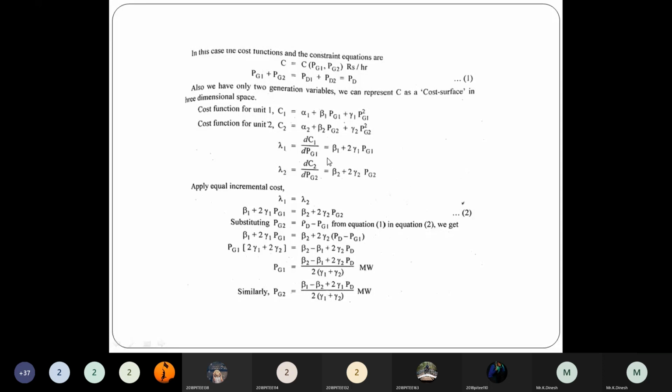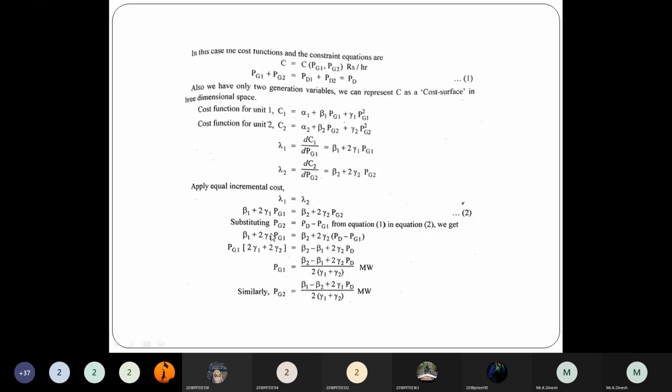So dC1 by dPg1 is nothing but, alpha 1 is constant, so with respect to Pg1 we have only beta 1 plus 2 times gamma 1 Pg1. Likewise lambda 2 equal to dC2 by dPg2, which is beta 2 plus 2 times gamma 2 Pg2. So you have to apply the condition of the optimal power flow solution: lambda 1 equal to lambda 2. Applying the equation, beta 1 plus 2 gamma 1 Pg1 equal to beta 2 plus 2 gamma 2 Pg2.